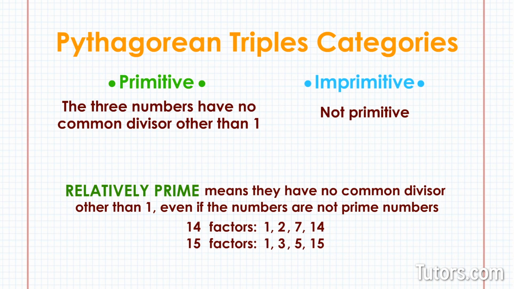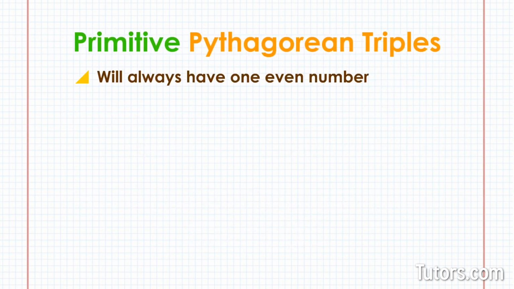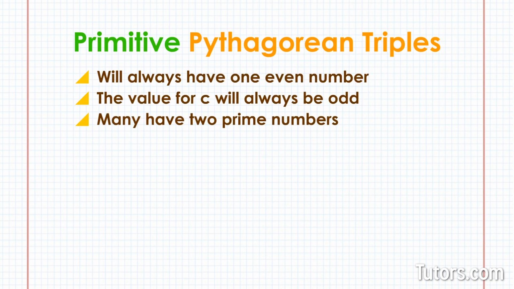Our first Pythagorean triple is primitive, since 3, 4, and 5 have no common divisors other than 1. Our fifth set from our example above, however, is not primitive. It is imprimitive, because each value for a, b, and c of the right triangle is a multiple of 5. Keep in mind, primitive Pythagorean triples will always have one even number. The value for c will always be odd. Many primitive Pythagorean triples have two prime numbers. You can use that information to find primitive Pythagorean triples.